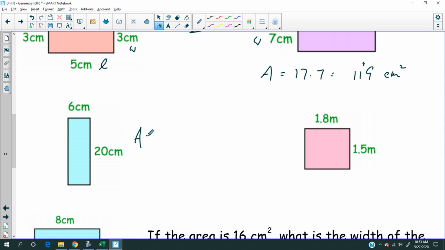Okay, all right, and we're back. So the area is length times width. So that's the length, that's the width. So that's 20 times 6, 120 centimeters squared.